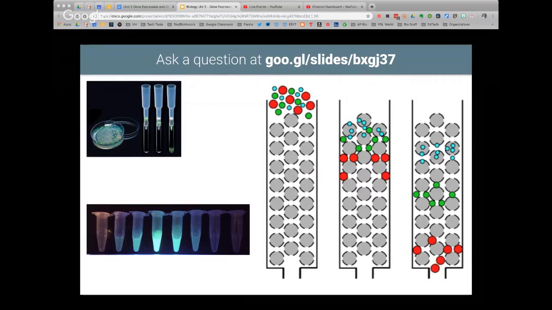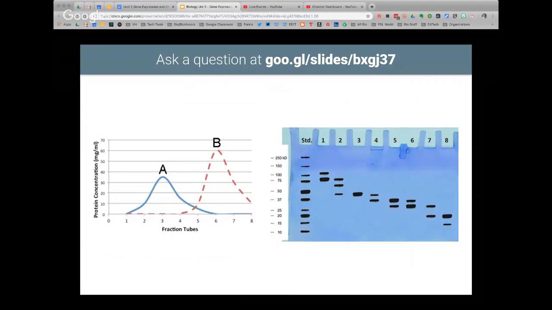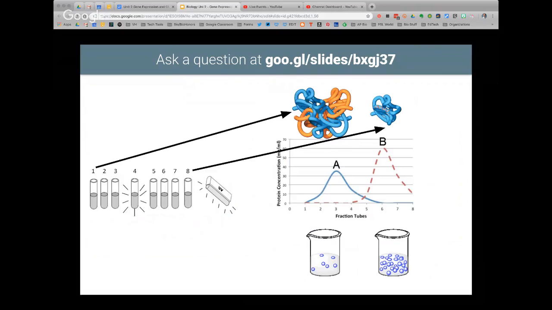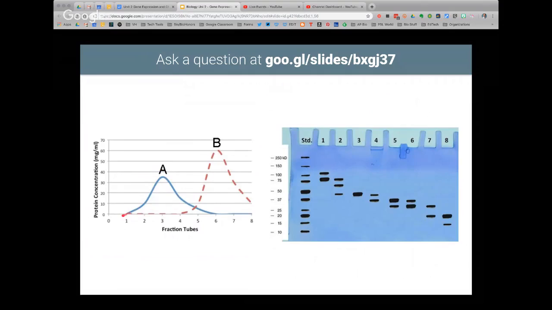And so then we asked you to start analyzing graphs based on concentration and based on size. And I think people struggled with this a lot. So if you look at this graph, this is showing protein concentration. So again, concentration is how much of a protein we have. So if you look at these graphs, B is in a much higher concentration than A. We have more of protein B per milliliter of sample than we have of protein A.